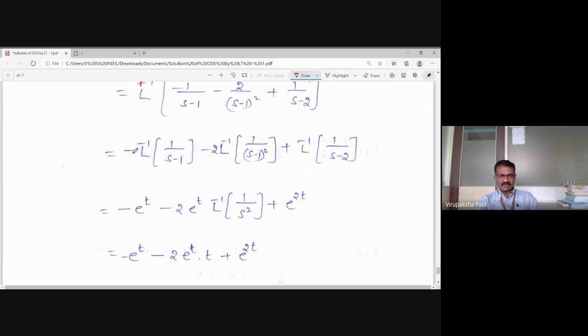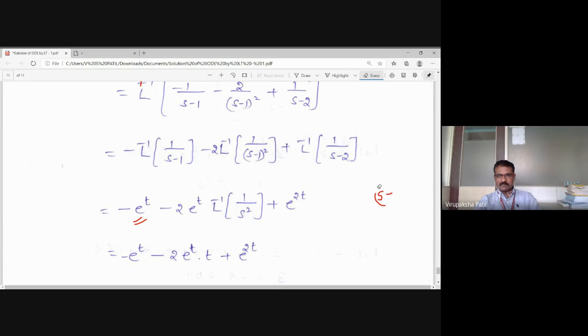So minus as it is, L inverse of 1 divided by s minus 1 becomes, using the standard result, e to the power t, minus 2 as it is. Observe this: if you were having only s minus 1, you would have written directly e to the power t, but it is s minus 1 whole square. The meaning of this is that wherever s is there in 1 divided by s square, you have replaced it by s minus 1. So that is using the shifting property.